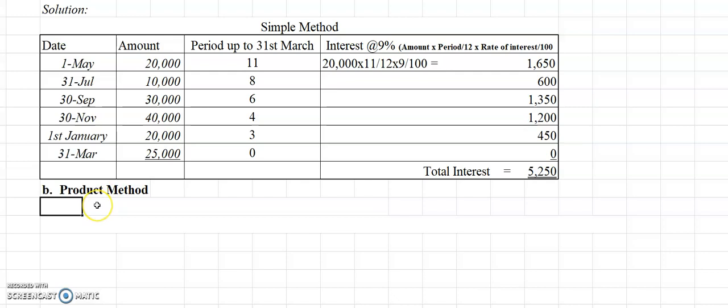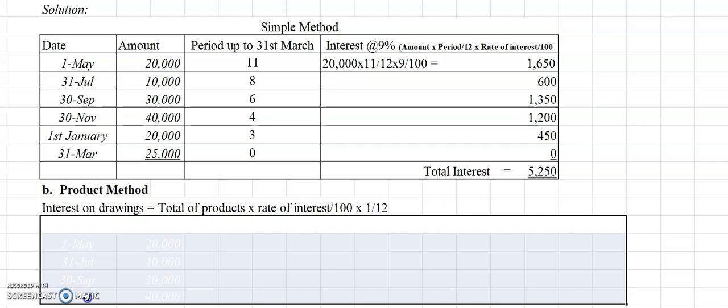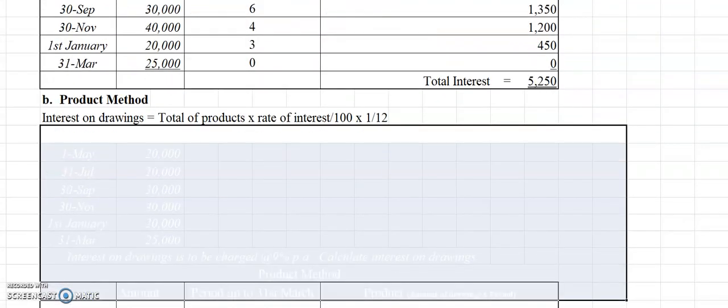So according to the product method, how can we calculate? What is the equation? Interest on drawings is equal to total product into rate divided by 100 into 1 by 12. Because we are calculating according to product method, all the amounts of drawings will be multiplied with their corresponding number of months, and that product will be found out and taken here. So here again the same illustration we are going to discuss.